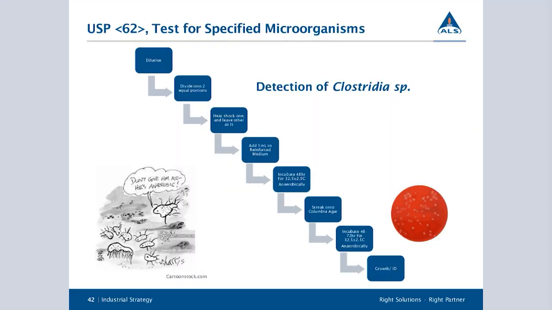Once the suitability passes, then you would repeat the test without the organism. Also, if you see growth on the Columbia agar, you should do an identification and see what type of Clostridium or other anaerobe is there.